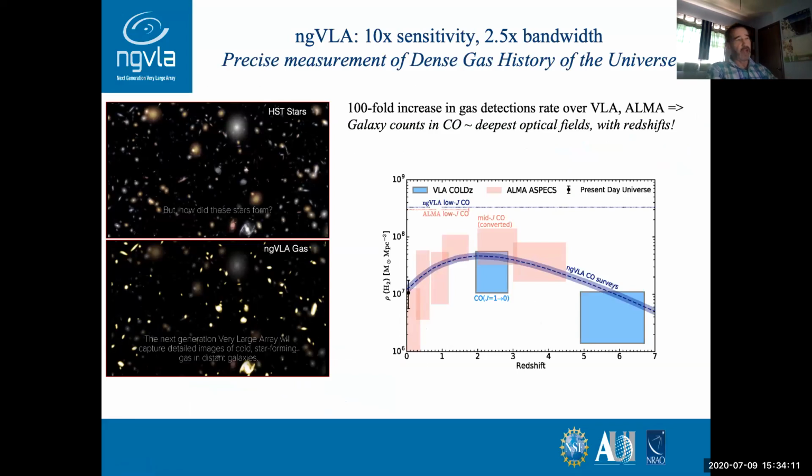what will the NGVLA do? I had to put in one slide on the NGVLA. Obviously, with 10 times the sensitivity and 2.5 times the bandwidth, you really increase by 100-fold the gas detection rates per hour, let's say, in CO. And in fact, you will be making, in modest amounts of integration time, molecular gas mass images that have galaxy densities that rival the deepest optical fields today. And you will be able to determine a very accurate dense gas history of the universe, which would then go on alongside the Hubble or the JWST determinations of the star formation rate.